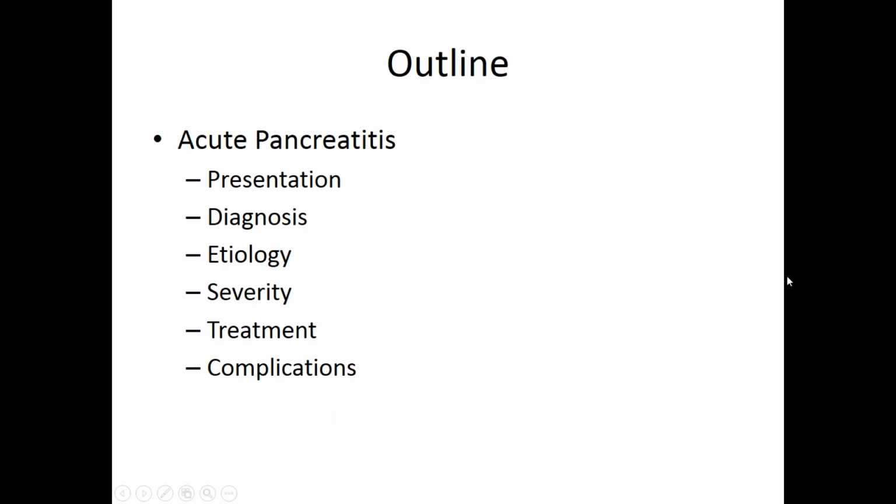So first, the outline. I will talk about what is the typical presentation of acute pancreatitis, how do you actually make the diagnosis, how do you identify the etiology of acute pancreatitis. We will go over the severity, treatment, and some complications associated with acute pancreatitis.